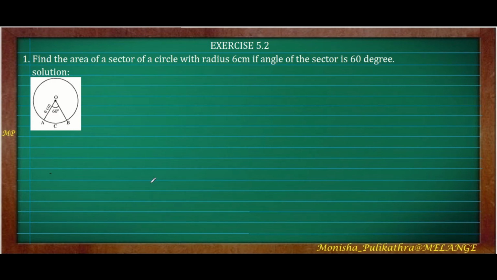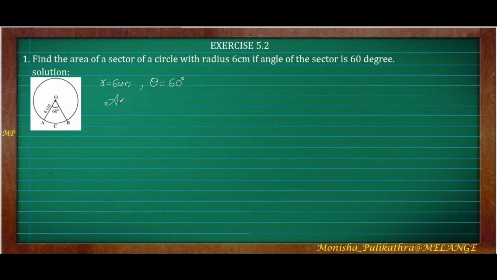The question is, find the area of a sector of a circle of radius 6 centimeter. So they have given radius as 6 centimeter and angle of the sector, that is theta, as 60 degree. So here we need to find out the area of a sector.